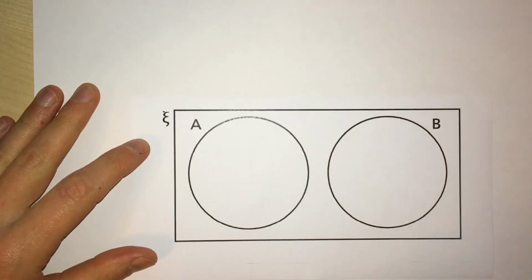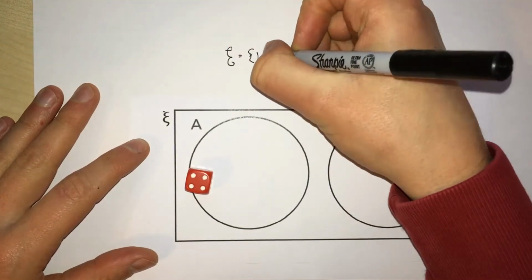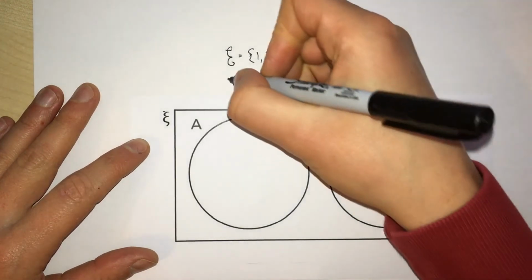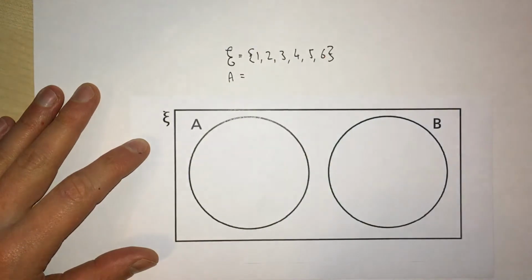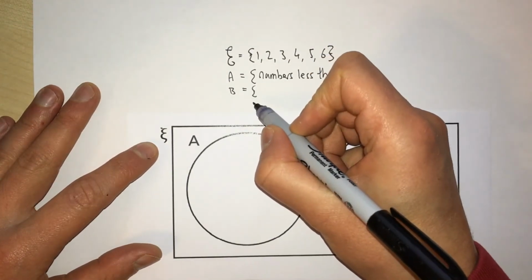Not all situations will have sets that intersect. For example, if we roll a dice, we get the numbers from 1 to 6. So our universal set is as follows. Let's say that set A is numbers less than 3. And we'll say that set B is multiples of 3.